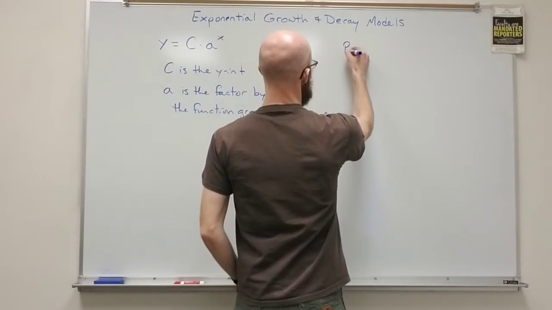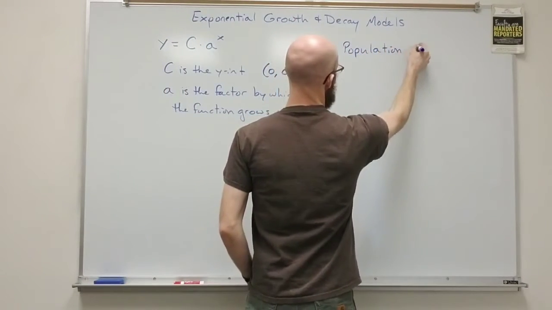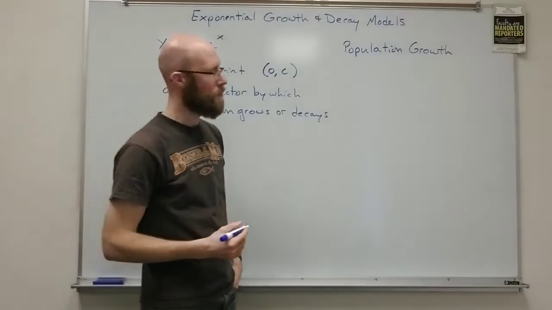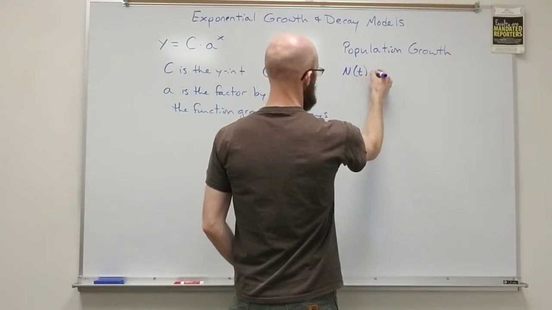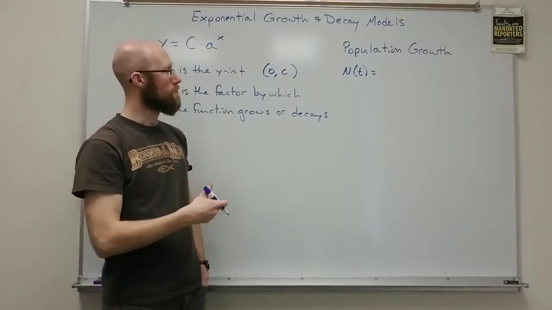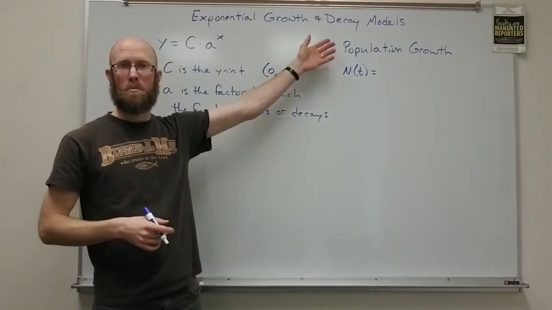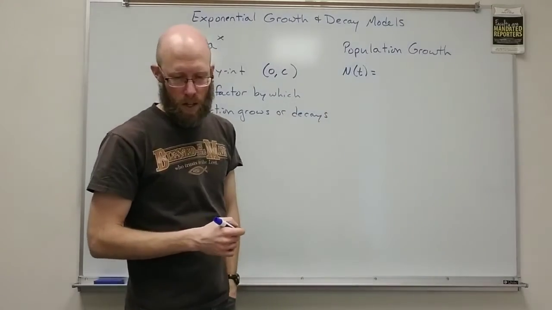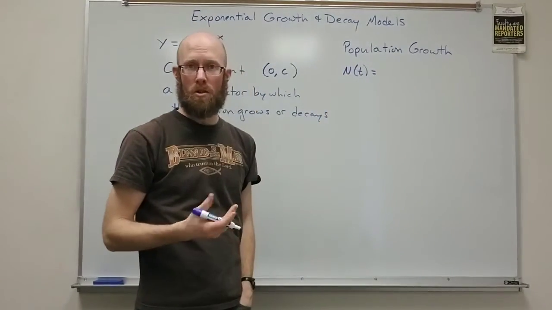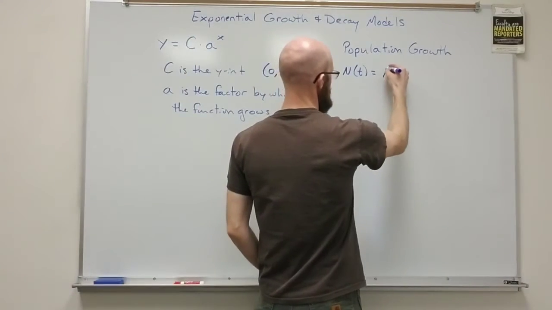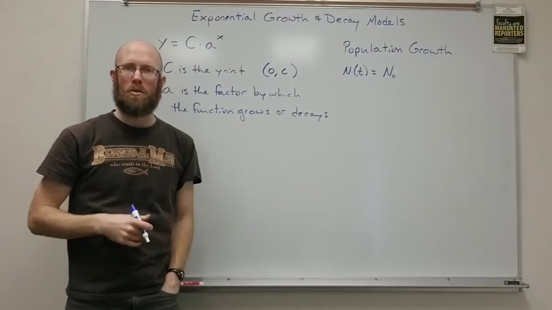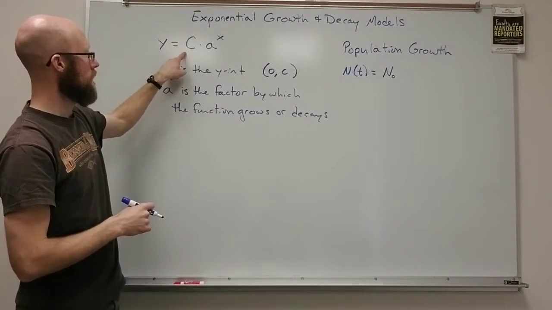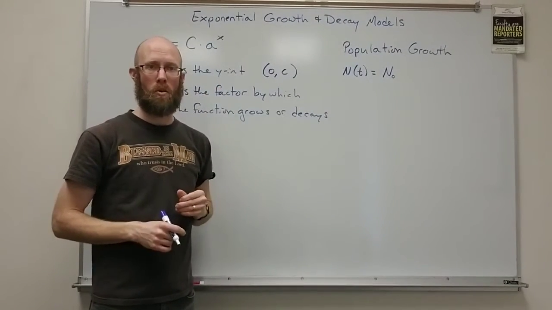So for population growth, we'll start there. The formula is going to be N of t, N being the number of organisms, could be bacteria, rabbits, people, whatever it is. N for number, and t is time in years, typically. And it's going to equal some initial value, we'll call it N sub 0, or some would say N naught. This N sub 0 is kind of like your c value here. It's your y-intercept, or your initial starting point.